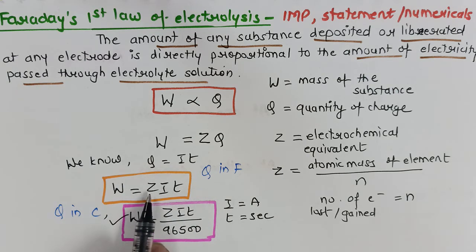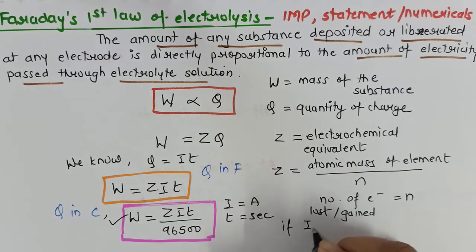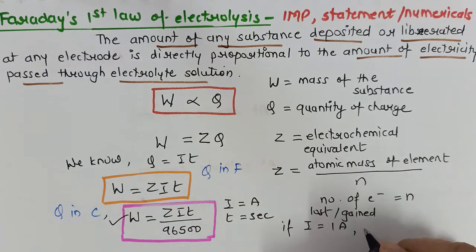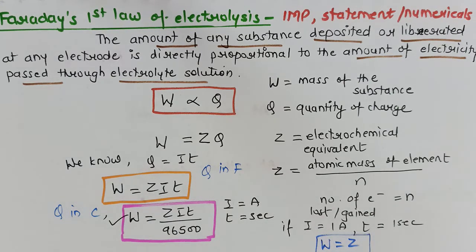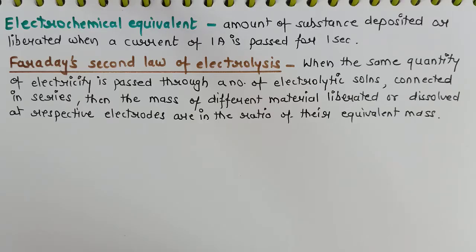Okay, now I just want to define Z. How can we define Z? Obviously by taking the other parameters as unity. So if current is equal to 1 ampere and time is equal to 1 second, then we will observe that W equals Z. So what is Z? It is the electrochemical equivalent when the current flowing is 1 ampere and time is 1 second. Whatever substance is deposited or liberated, that will be the electrochemical equivalent. So that was all about Faraday's first law.